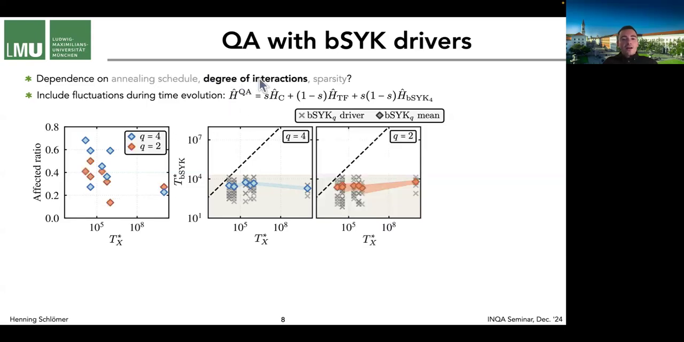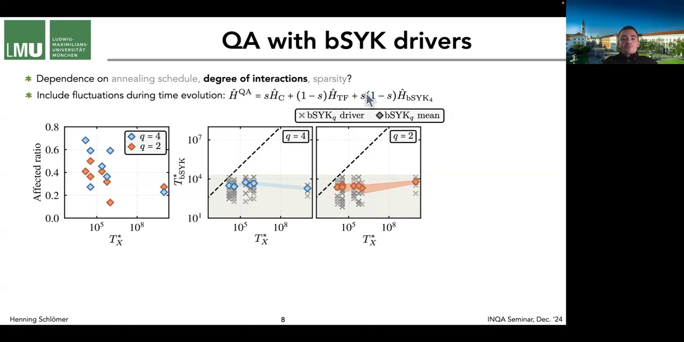Okay, so the next question we asked is, now we did this for Q equal 4, so we have 4-body spin interactions. And now what happens if we change Q to, say, be equal to 2? And in this case, we again find very similar performance. So we have many instances of the bosonic SYK2 Hamiltonian which give us a better performance. And also the ratios here of enhanced performance seem to be very similar.